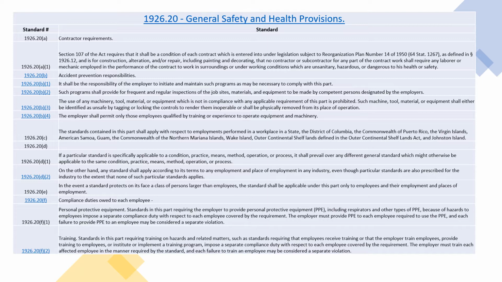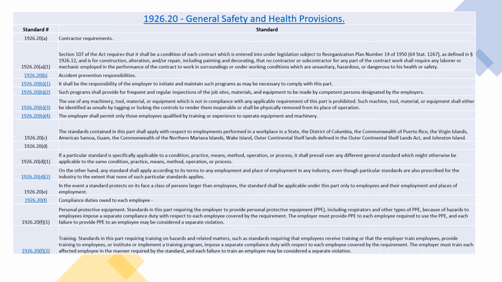1926.20(b)(3). The use of any machinery, tool, material, or equipment which is not in compliance with any applicable requirement of this part is prohibited. Such machine, tool, material, or equipment shall either be identified as unsafe by tagging or locking the controls to render them inoperable, or shall be physically removed from its place of operation. 1926.20(b)(4). The employer shall permit only those employees qualified by training or experience to operate equipment and machinery.